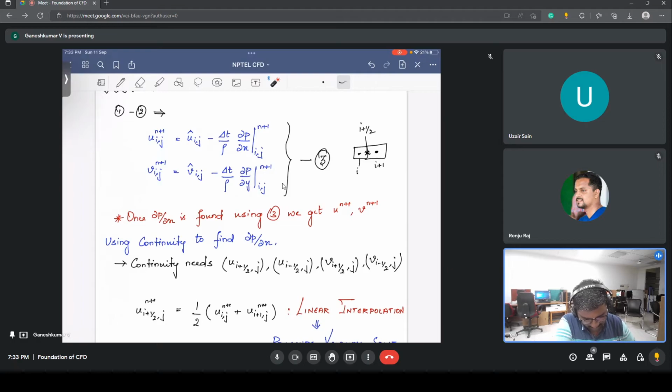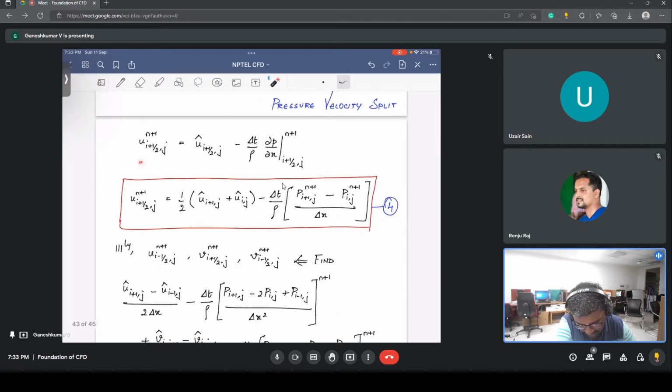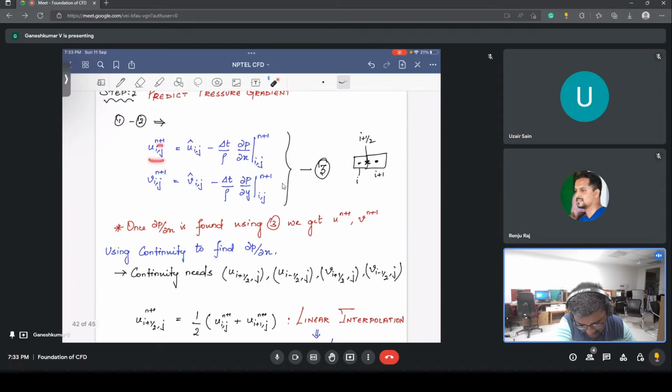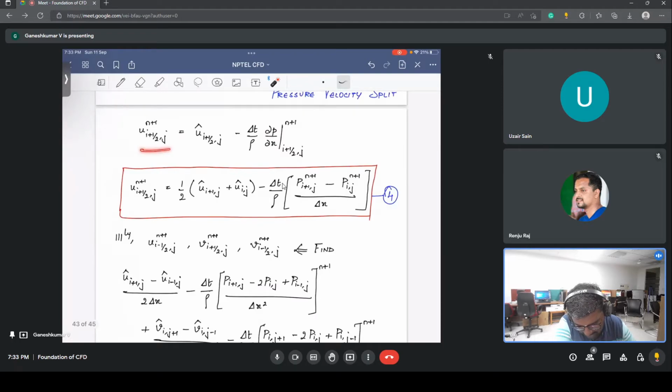So to find this, they actually use equation number 3. So we'll see how. If you see u at i plus half, j, here we have u_ij at n plus 1, which is the predicted velocity times the pressure gradient at ij, right? Similar thing: this u at i plus half comma j is actually the predicted velocity at i plus half and then the pressure gradient at i plus half.